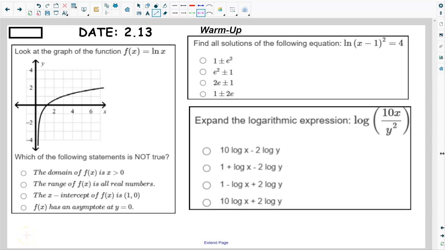Alright, Harmony Science Academy Algebra 2. We're looking at the three most missed questions from our CBA8.